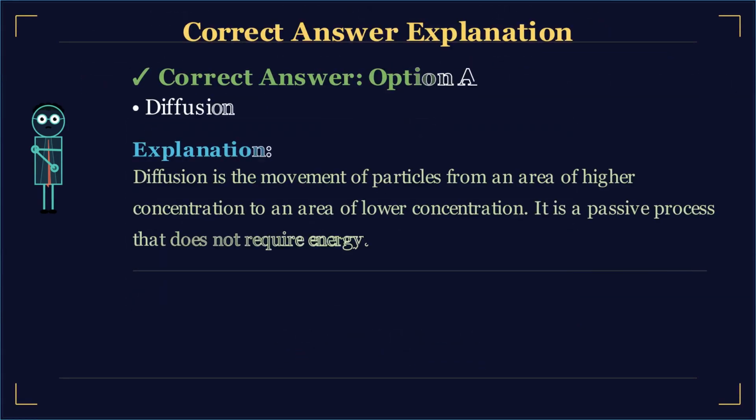Here's the explanation for the correct answer. Diffusion is the movement of particles from an area of higher concentration to an area of lower concentration. It is a passive process that does not require energy.